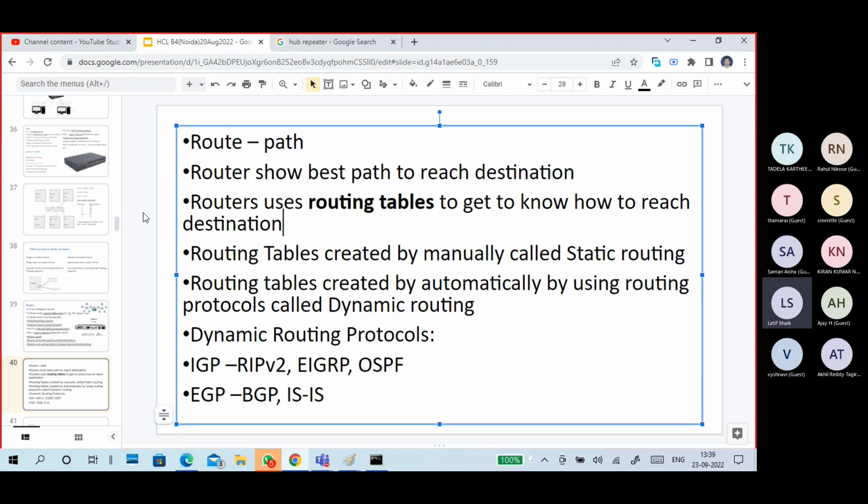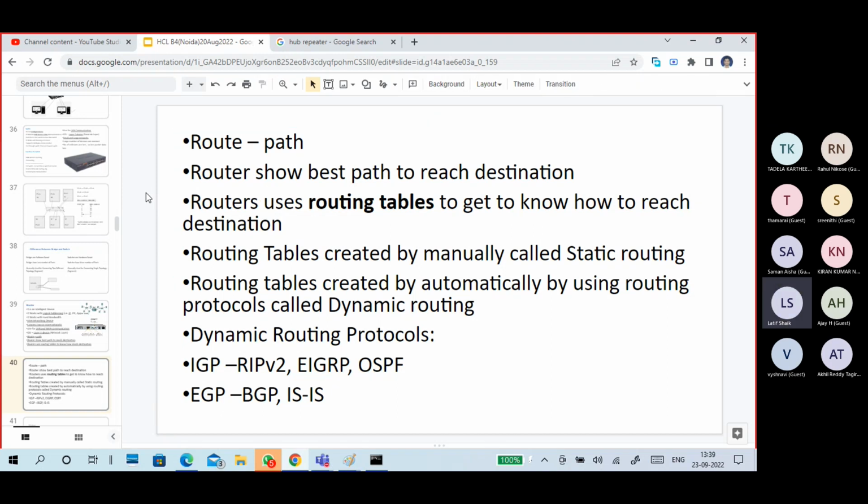Okay. So again, routers. How does a router know how to reach the destination? Using routing tables. Routing tables can be created in the router manually, that is called static routing, or they can be created automatically by using routing protocols, called dynamic routing. These are the dynamic routing protocols: RIP, EIGRP, OSPF, BGP, and ISIS.